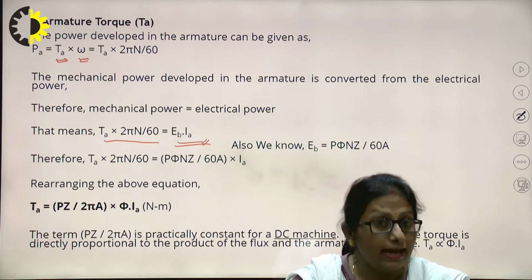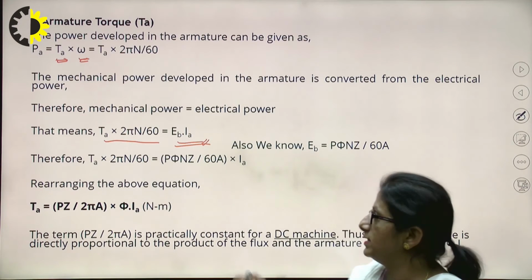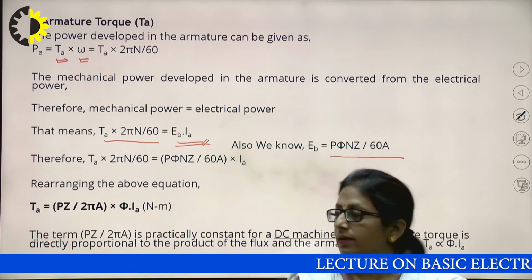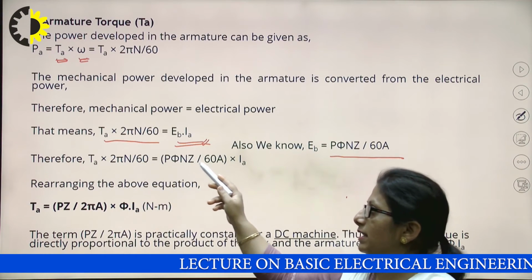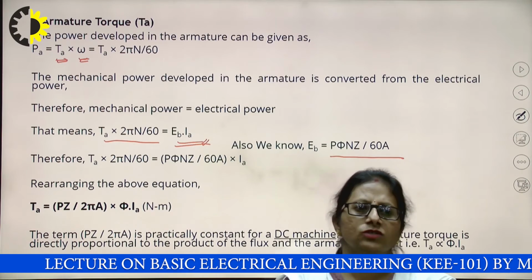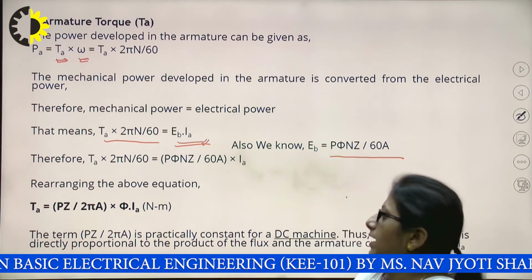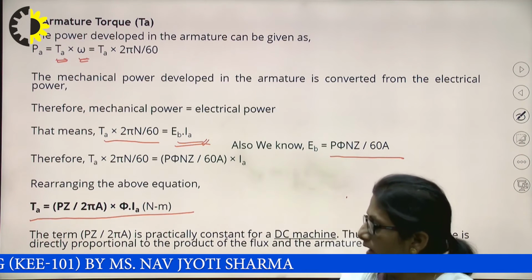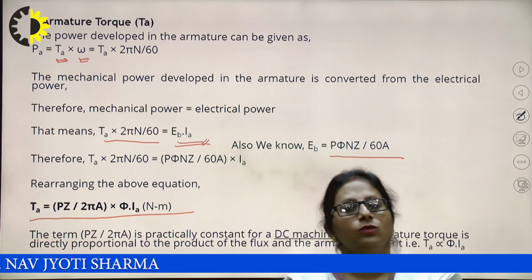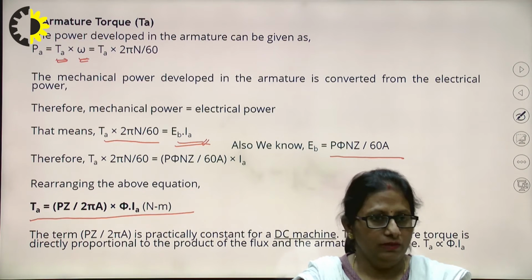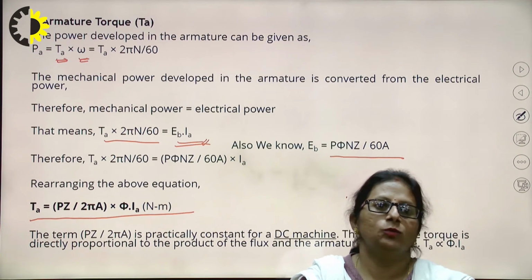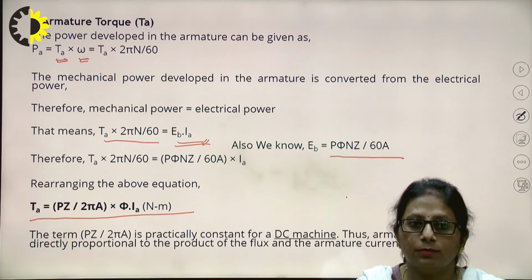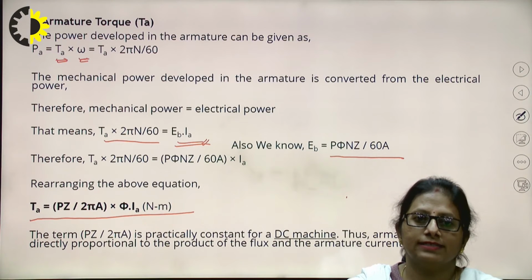We also know the expression for back EMF, obviously phi P Z by 60A. So substituting for all those: tau A into 2 pi N by 60 equals phi P Z by 60A into the armature current. Rearranging, the expression for the torque can be given as P Z by 2 pi A into phi into Ia, in Newton meters, right? This term P Z by 2 pi A is practically constant for a DC machine. So the armature torque is directly proportional to the product of the flux and the armature current.